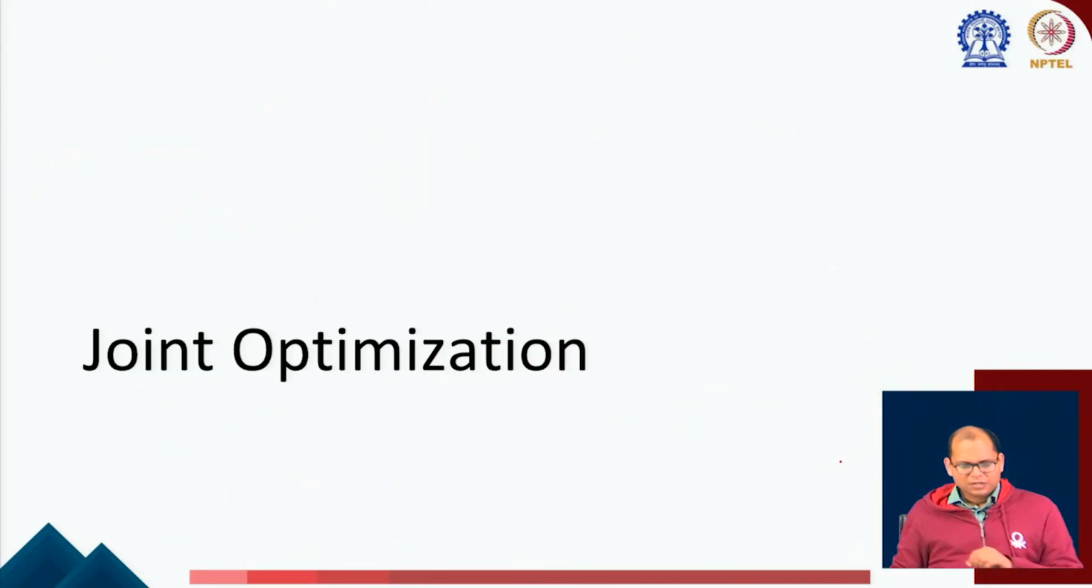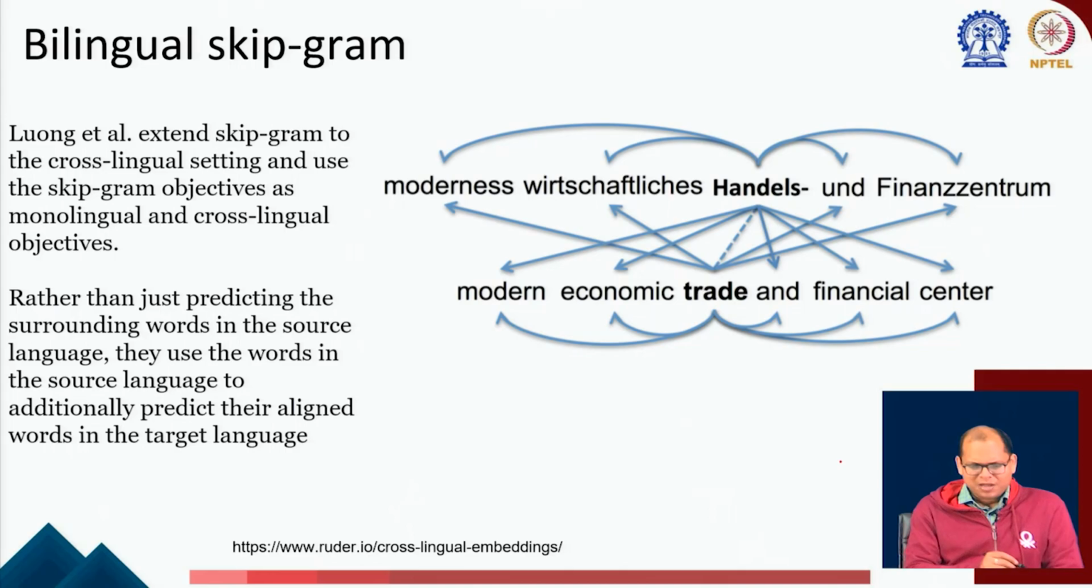Now there are methods about joint optimization as well, like this bilingual skipgram from Long et al. They extended the skipgram to the cross-lingual setting, and the same skipgram objective was used as both monolingual and cross-lingual objectives. In skipgram, given a word, we just predict the surrounding words in the window. What additionally they did, they have a source language and a target language. In this case, they also had the word alignment. They knew the aligned word in the target language. So we will also predict the aligned word in the target language.